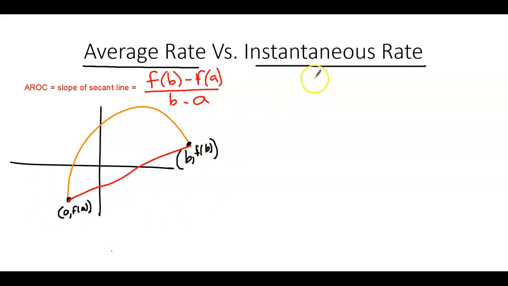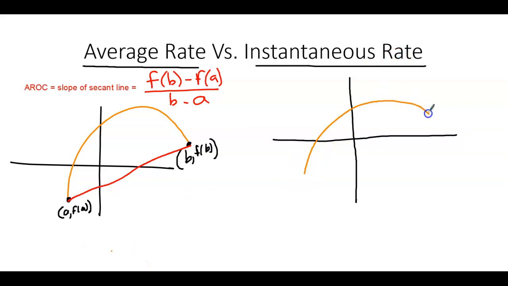Now let's talk about the instantaneous rate of change. The instantaneous rate of change is a slope at a specific point. So we'll put a point right here. We'll call it C, f of C. And an instantaneous rate of change is the slope of your function at that one point, which is going to be the slope of a tangent line.